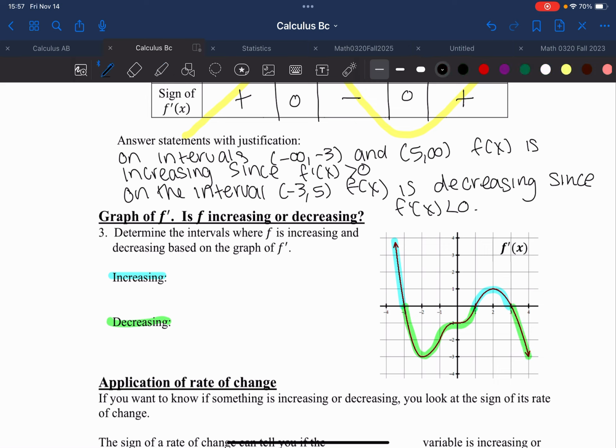Which means I have the increasing intervals from -infinity to -3 and 1 to 3, and then my decreasing intervals from -3 to 1 and 3 to infinity.